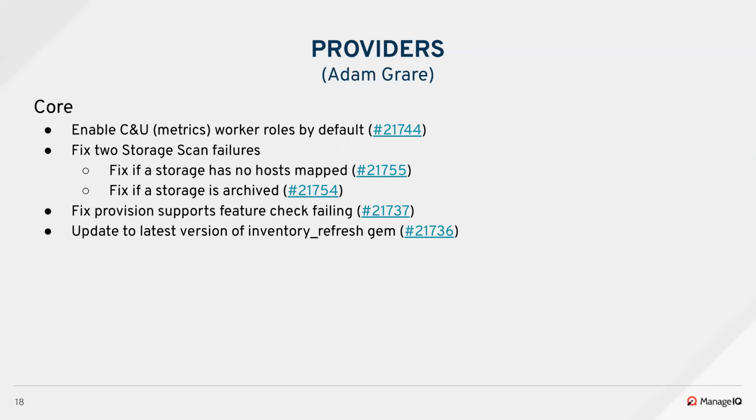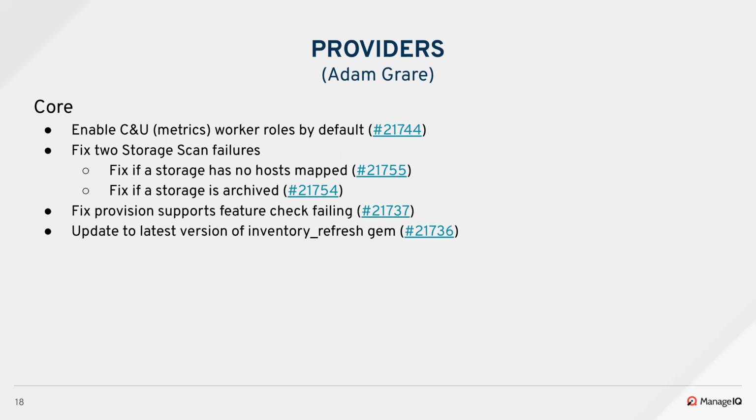For providers this sprint, we enabled the capacity and utilization or metrics worker roles by default. This is to make it easier for people who want to set up metrics collection, to reduce the number of steps that they need to go through before the metrics start coming in.